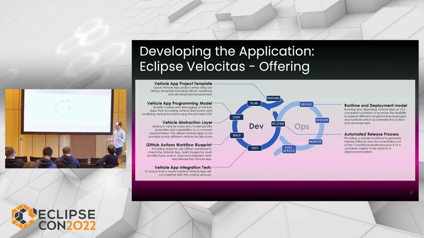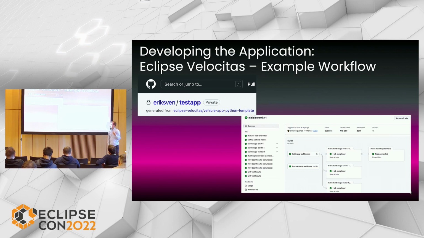Maybe so much about the theory. Let's look into some screenshots of what it means in practice. When you develop your own Velocitas app, there's a template repository, vehicle app Python template, and what you would do is create your personal fork out of that. So I did it here with test app. Afterwards, I could do some coding, I will come to that in a second, and do an initial commit, and automatically all this testing infrastructure is set up to run within GitHub Actions. So you can already see how it works out.